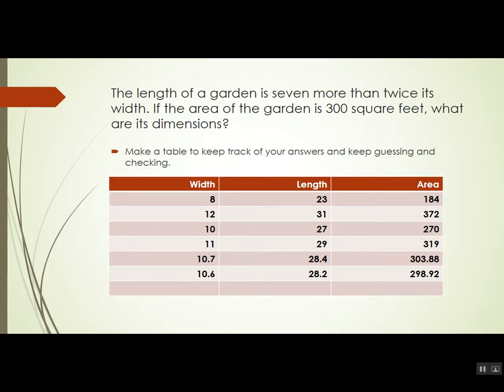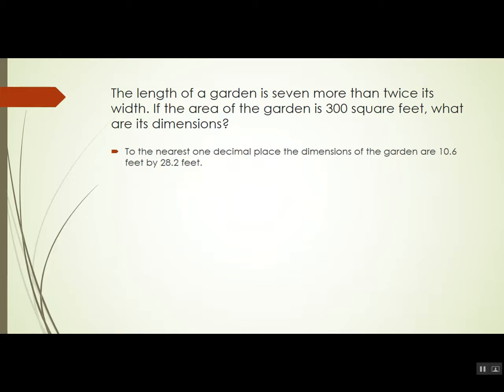If my width is 10.7, then my length is 28.4, and I'm only about 3.88 square feet off of my area. My next guess, 10.6, gets me within just a little over 1 square foot of the answer that I want. And 10.6 is going to be the answer to this problem to the closest 1 decimal place. So to the nearest 1 decimal place, the dimensions of the garden are going to be 10.6 by 28.2 feet.